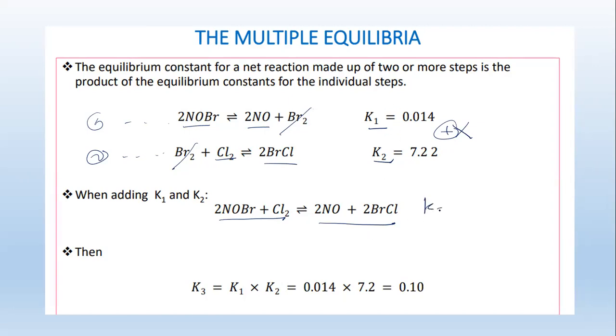So this one is K3. But how did we get this K3 of this reaction? We multiply this by that. So you're going to say 0.014 multiplied by 7.22, and then you get your new K3, which is K3 for this equation over here. This is multiple equilibria. And I hope that was clear.